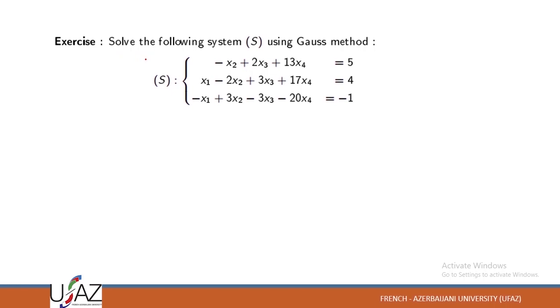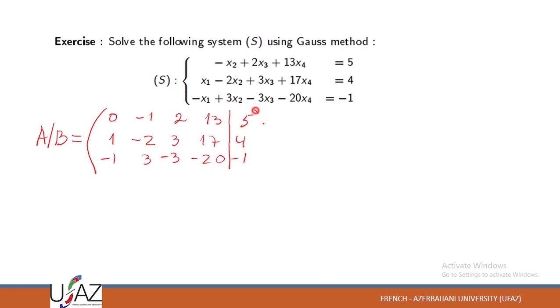Let's look at this exercise. Solve the following system using the Gauss method. First, we define the augmented matrix AB, equal to the matrix of 0, minus 1, 2, 13, 5, 1, minus 2, 3, 17, 4, minus 1, 3, minus 3, minus 20, and minus 1. Using the Gauss method, we must define the reduced row echelon form of this system. To do this, first we define the row echelon form of the matrix A and then its reduced row echelon form.